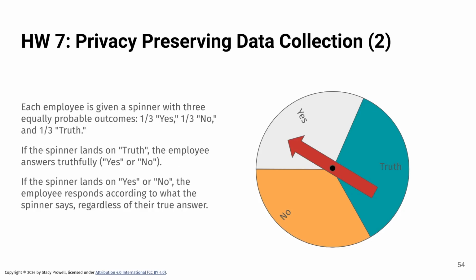Each employee is given a spinner, and there are 3, in this case, possible outcomes: yes, no, and the truth. And they'll each take up about 1/3 of the spinner. If the spinner lands on yes, you say yes. If it lands on no, you say no. If it lands on truth, you say whether you've ever stolen or not. You just say yes or no. But we don't know what a yes or no means, and we're going to get yeses and nos both because they're on the little spinner.